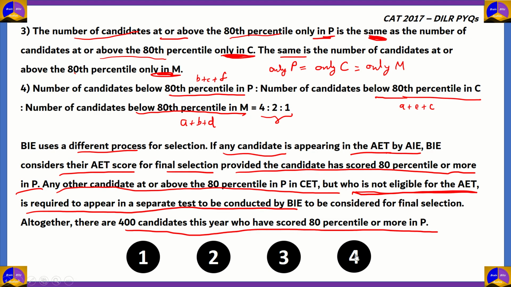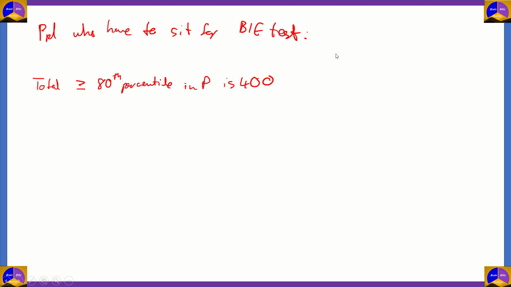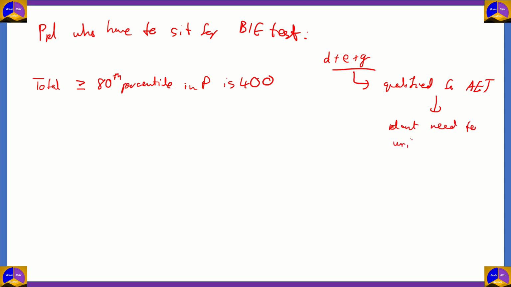So therefore, we would write D plus E plus G are the people who have qualified for AET. That means they don't need to write the BIE test. Now that means the people who have to sit for the BIE test would be 400, which is the total amount of people who scored greater than 80 percentile in physics, minus the sum of D, E, and G.